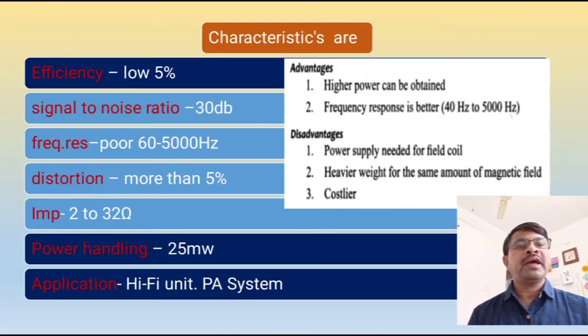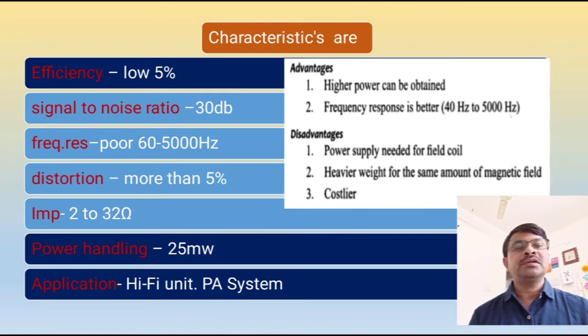Some important characteristics. Efficiency is 5%. Signal to noise ratio is 30 dB. Frequency response is poor, that is 60 Hz to 5 kHz. Distortion is more than 5%. Impedance is 2 to 32 ohm. Power handling capacity is 25 milliwatt.